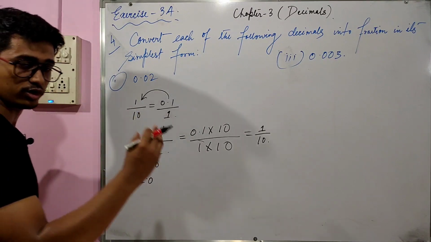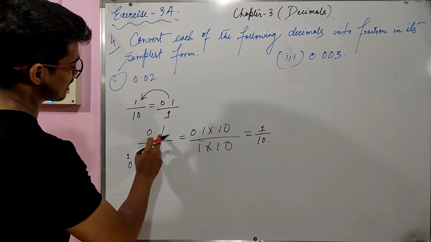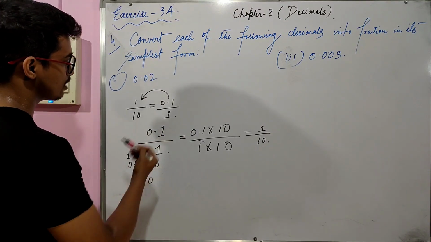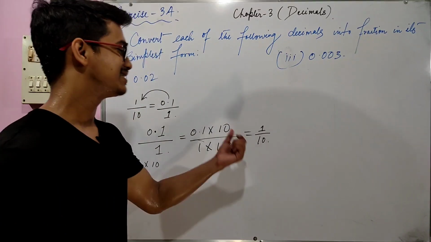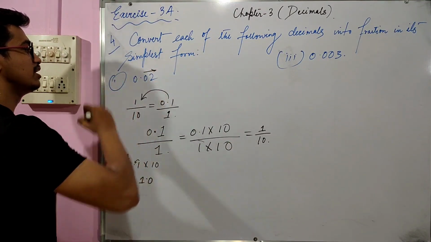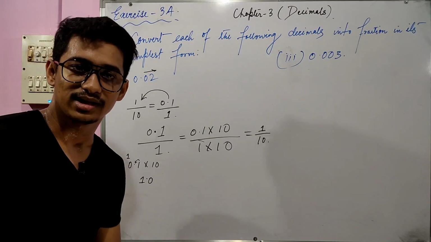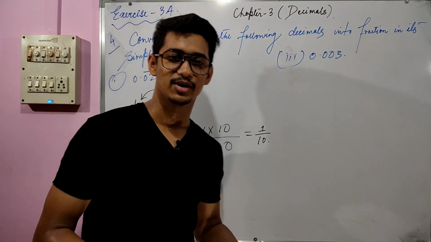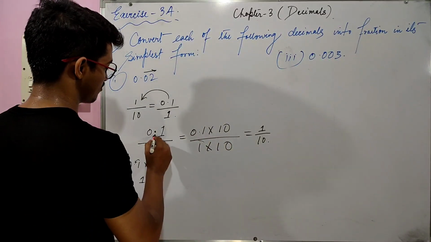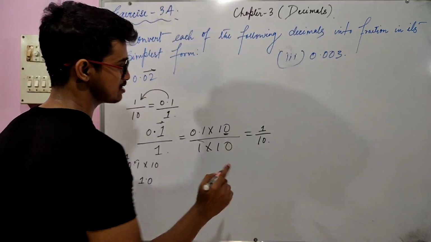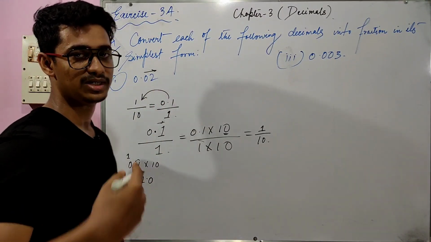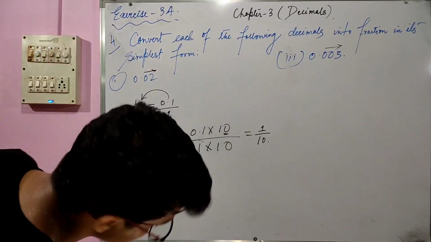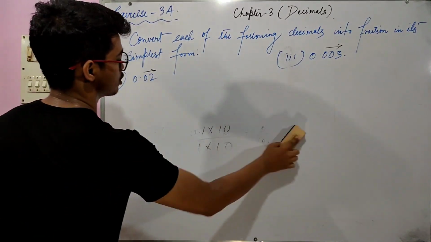Let's focus on the board. That is 0.1. In the case of the point, how many numbers are there on the right hand side? 1 number is there, so we multiply with 10. In that question, on the right hand side, how many numbers are there? That is 2. So what number do we multiply with? That is 100. Because in case of 1, the number of zeros is 1, in case of 2, the number of zeros will be 2, in case of 3, the number of zeros will be 3. So let's do this question. What do we have to do?